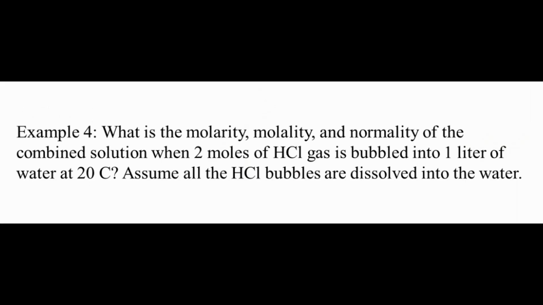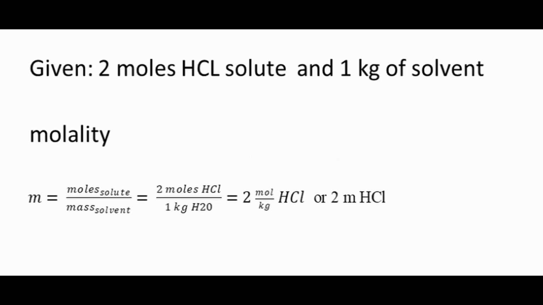Example 4. What is the molarity, molality, and normality of the combined solution when 2 moles of HCl gas is bubbled into 1 liter of water at 20 degrees Celsius? Assume all the HCl bubbles are dissolved in the water. Since the amount of HCl solute and water solvent are given, the molality will be easiest to calculate, so we get the molality out of the way first.